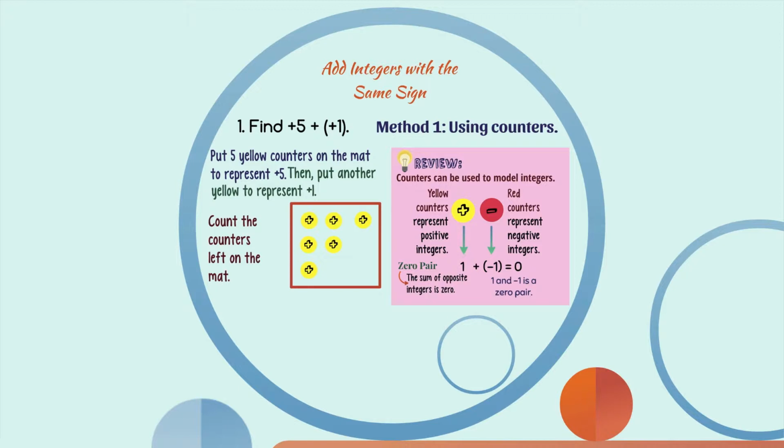It's always pretty fun to count, so let's go for it. If you counted correctly, you know that there are 6 yellow counters. That means positive 5 plus positive 1 is equal to positive 6, or simply 6. Now that was pretty easy. Now let's use the other method to solve the same example.